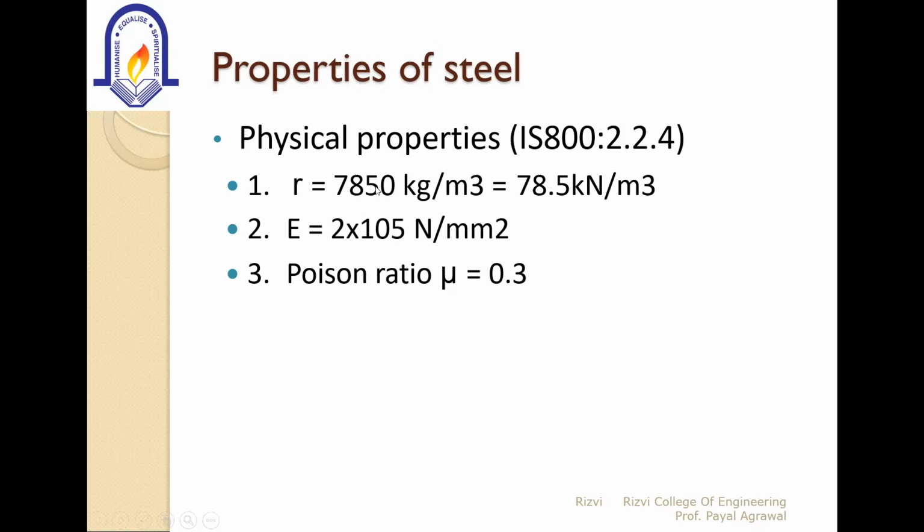So the value of rho is 7850 kg per meter cube, that is 78.5 kilonewton per meter cube. The value of E is the modulus of elasticity of steel, which is 2 into 10 raised to power 5 Newton per mm square. And the value of the Poisson's ratio, mu, is 0.3. All the students are requested to note down the physical properties of steel according to IS 800 2007.